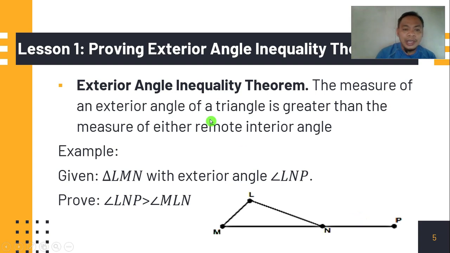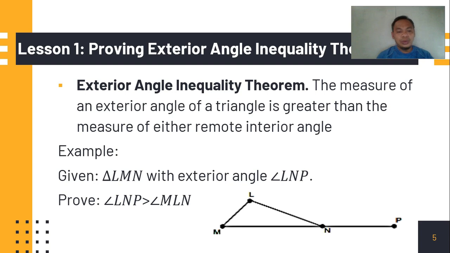Okay, so the exterior angle inequality theorem: the measure of an exterior angle of a triangle is greater than the measure of either of the remote interior angles. This means that if this is our exterior angle, it must be greater than angle L, and our exterior angle is also greater than angle M. So, either of the two remote interior angles.